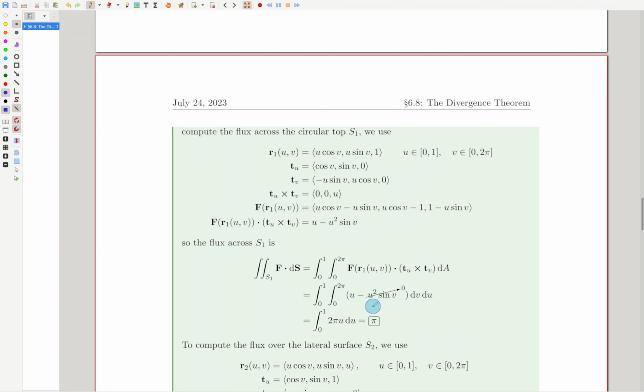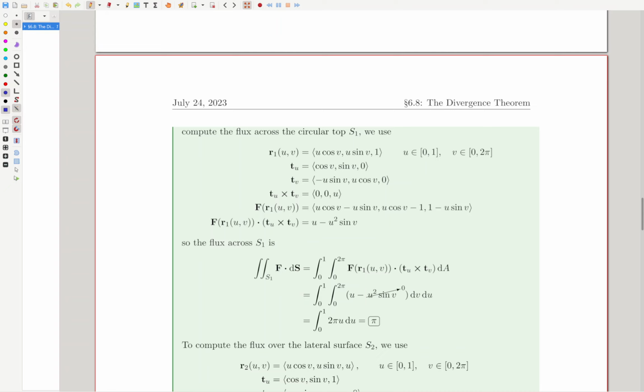Right. That only leaves you with the integral of this term, of u. If we only consider that, then we can easily collapse the integral with respect to v. That's going to just be 2 pi, which is why we end up with a 2 pi there. And then we integrate that, u going from 0 to 1, u squared over 2, evaluated from 0 to 1, the over 2 is going to cancel with 2, so you just end with pi. Right. So that is the flux across the circular top S1.